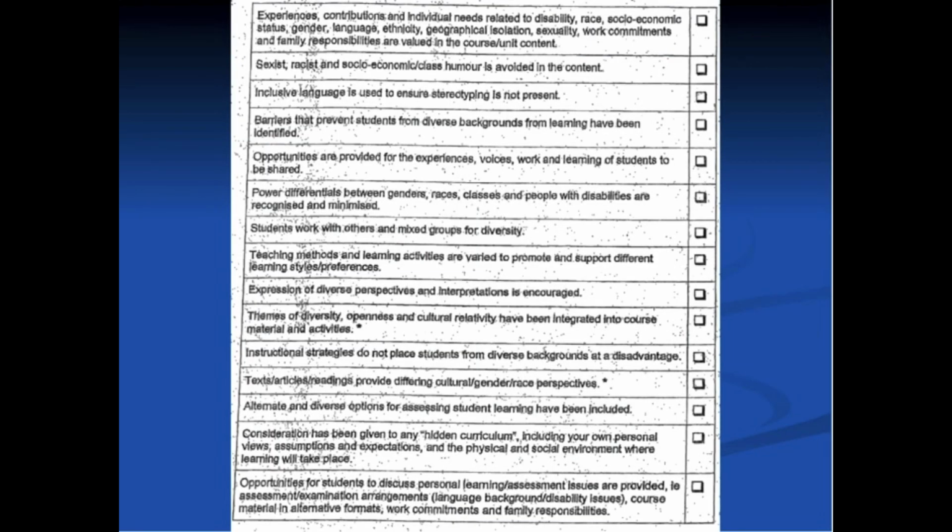And here's a checklist. So this is something that once you've designed a unit of work or whatever it may be, you can just go through and make sure that you address each of these areas to ensure that your classroom is inclusive. And you can just see some of the things that we've covered here. So sexist, racist humour is avoided, and you go through. Inclusive language is used to ensure stereotyping isn't present. So there's something, not the best quality, that scan, but very useful as a checklist to make sure that your classrooms are inclusive. So refer to that one.